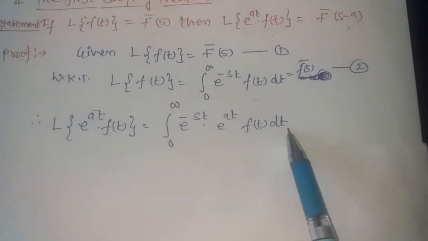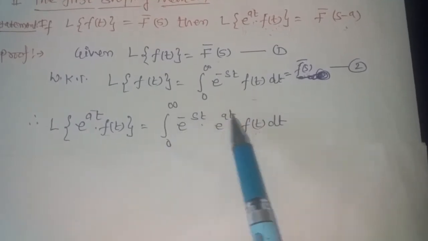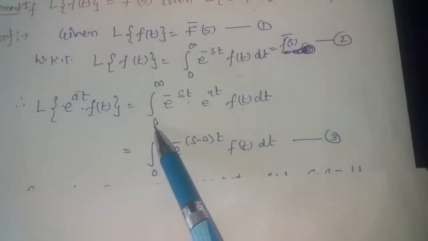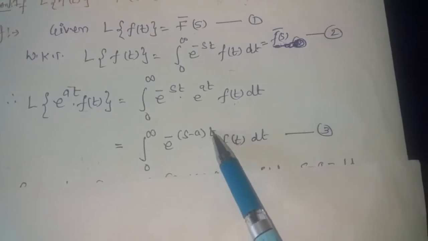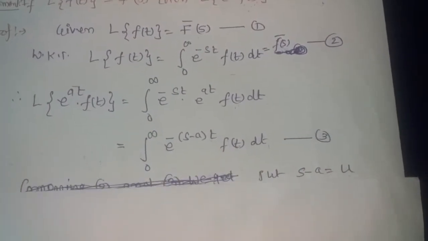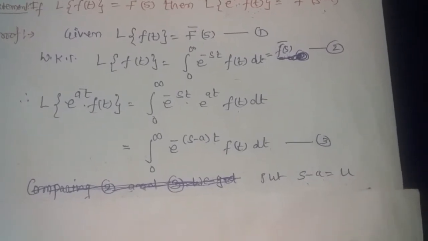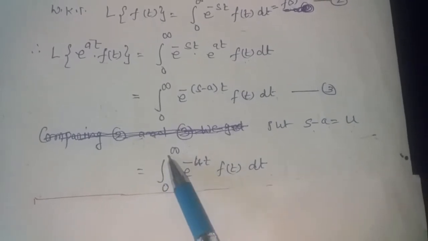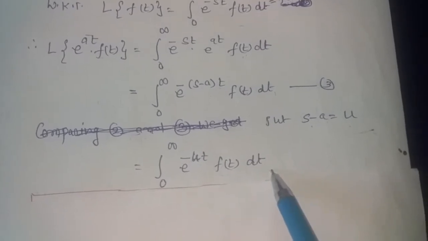into f(t) dt. Now here in multiplication we add the power and then we take minus t common. So we get integral 0 to infinity e raised to minus t common into s minus a into t f(t) dt. Now here we use a transformation. Put s minus a equal to u. Then we get integral 0 to infinity e raised to minus ut into f(t) dt.